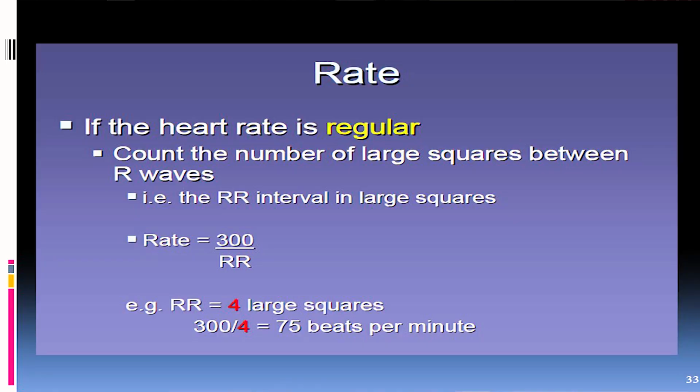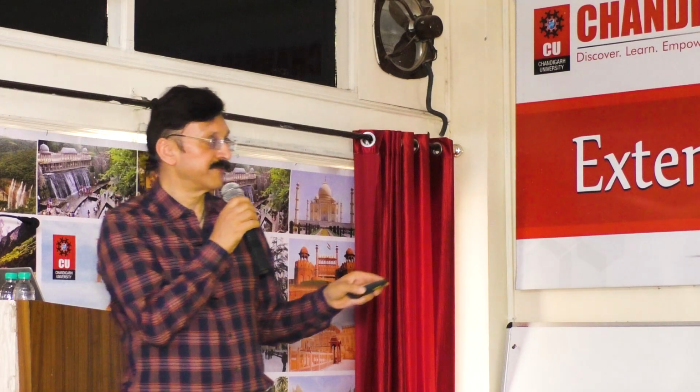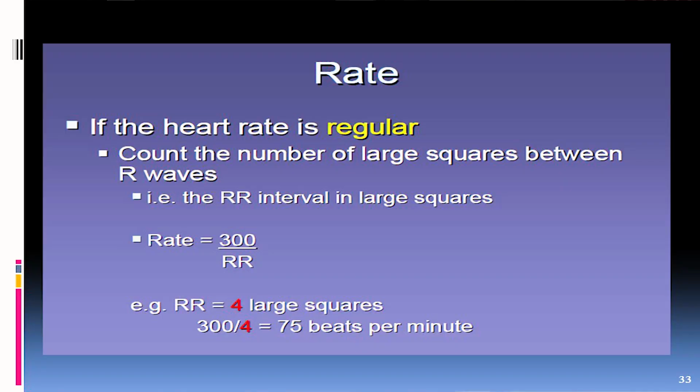Here you can see, first we have to calculate the number of large squares between the R waves. Then we divide 300 by the number of large squares between the R waves. Suppose the number of large squares between the R waves is 4, then we divide by 4, so it becomes 75 beats per minute.